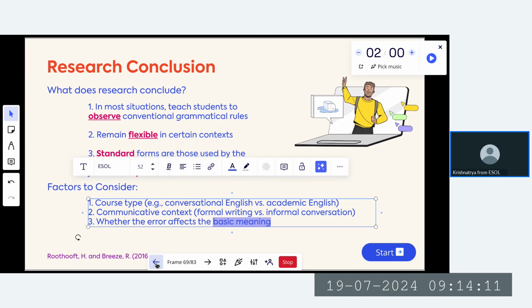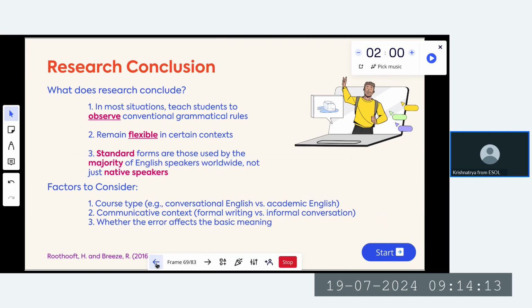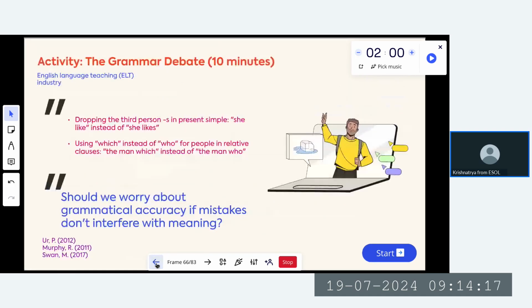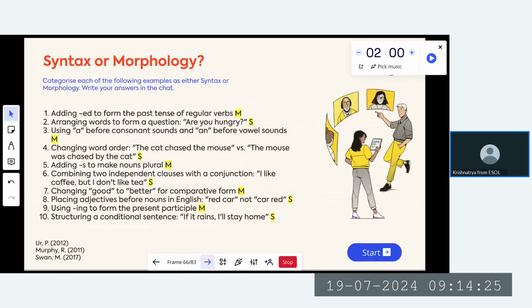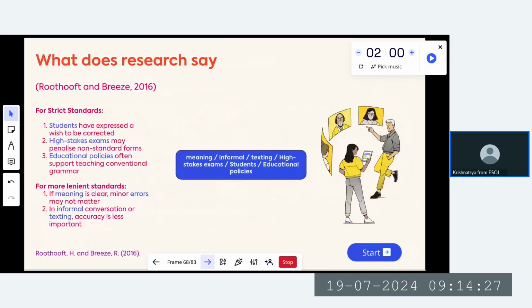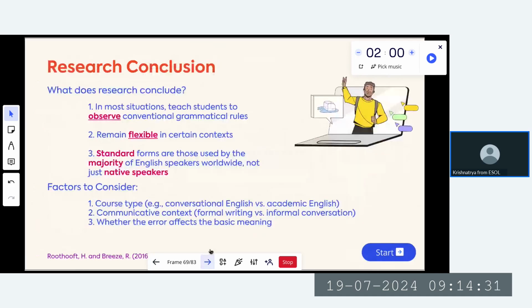So far, if you see, what have we understood in the webinar? We have understood what is grammar, what is the difference between syntax and morphology, what is the debate around grammar, and what does the research say, what we should keep in mind.